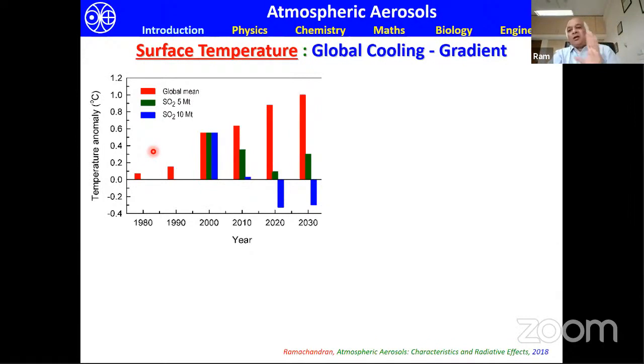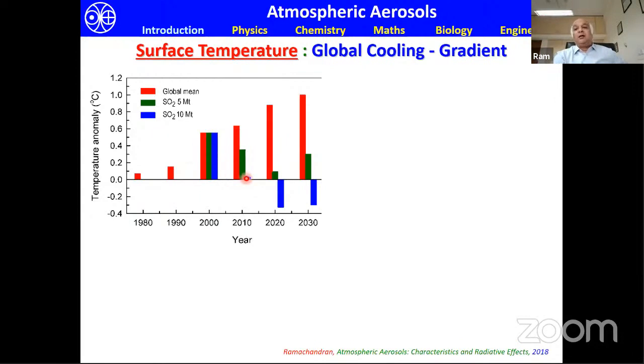These are from the model simulations and experiments that were conducted. You can see what is in red is the global mean temperature anomaly, which is steadily increasing as we know. So we have touched almost 1 degree, as I pointed out, in 2020, for example. Now we begin this experiment in 2000, when we inject 5 megatons of sulfur dioxide and 10 megatons of sulfur dioxide into the stratosphere, but you don't see much of a change in the initial time frame.